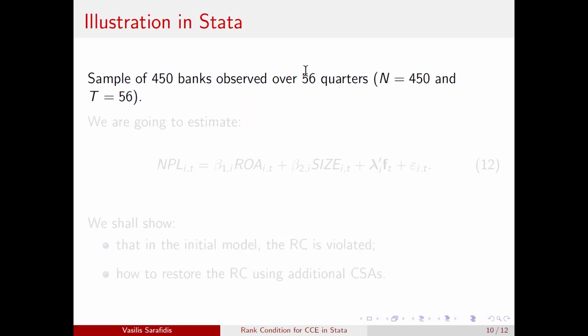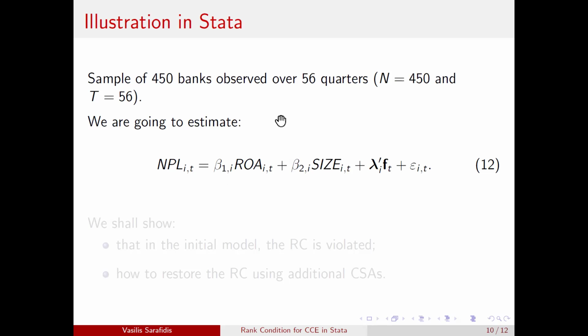Okay, so for the purposes of illustration in Stata, we're going to estimate a simple model of banking risk where the dependent variable y is denoted as NPL. So this captures banking risk, in particular, the amount of non-performing loans expressed as a proportion of total loans for bank i at time t.